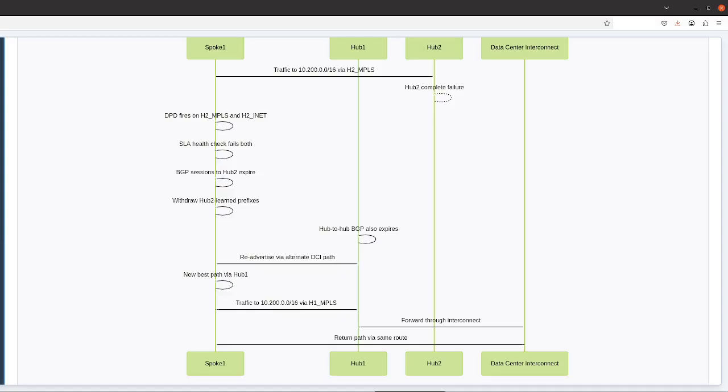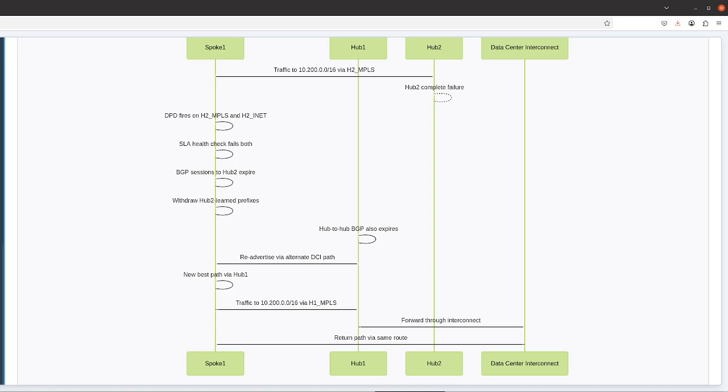But here is the critical detail. When Hub 2 failed, the hub-to-hub BGP session also failed, and Hub 1 therefore withdrew the 10.200.0.0/16 prefix that it had originally learned from Hub 2. So Hub 1's BGP table no longer contains 10.200.0.0/16. For Spoke 1 to still reach 10.200.0.0/16, either Hub 2's upstream connectivity needs to recover, or there must be a static or alternative route configured on Hub 1 for the Hub 2 data center subnet.